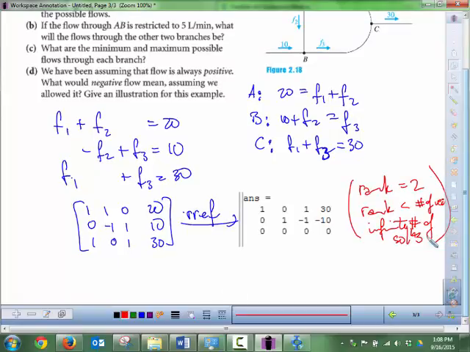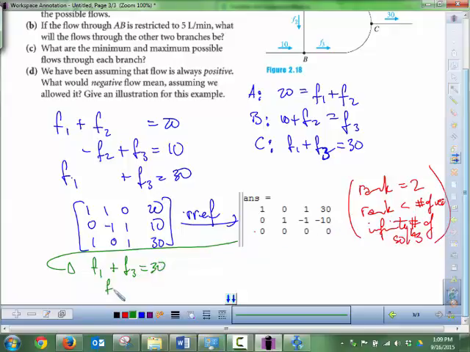All right, so the rank is 2, which is less than 3, less than the number of vectors that we started off with. So we know that we have an infinite number of solutions. Let's see if we can identify them. So the whole row of zeros becomes insignificant for us. And then if we refer this back to F1 and F2, we have our system looking like F1 plus F3 is equal to 30. That's the first equation. F2 minus F3 is equal to negative 10.